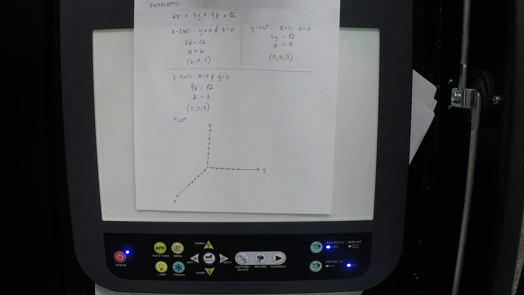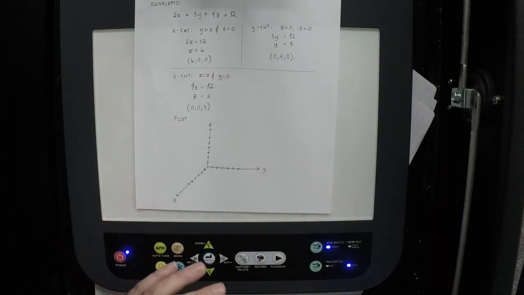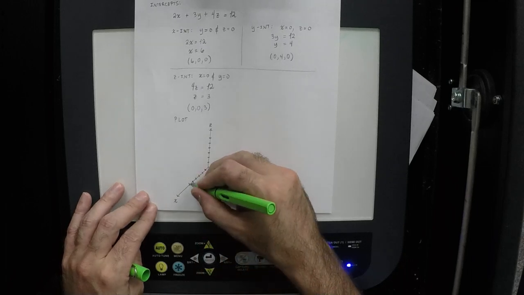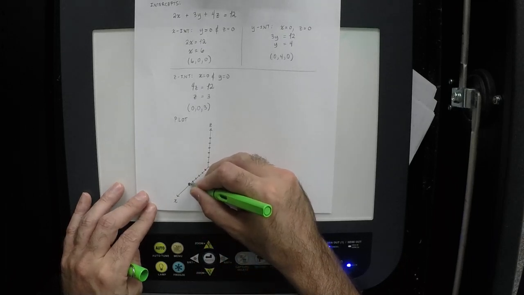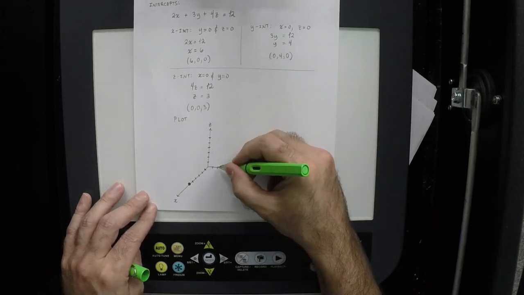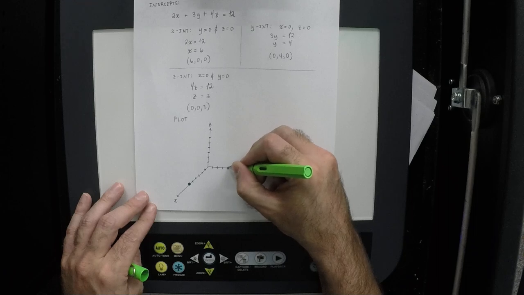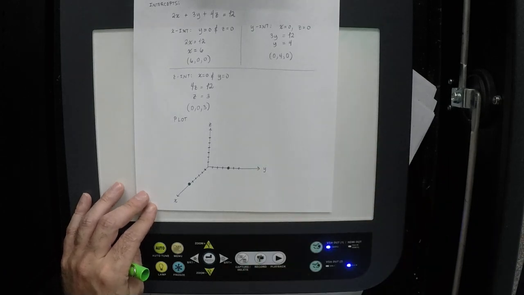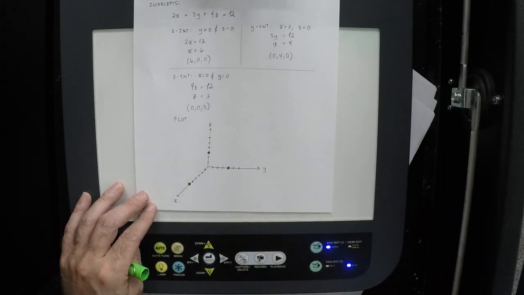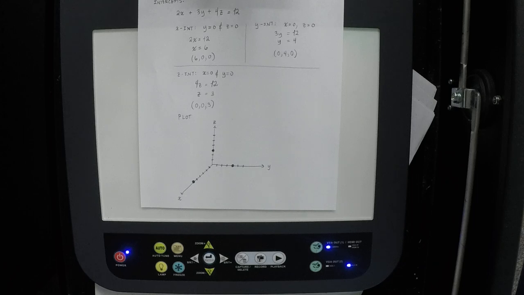So, for example, where is the x-intercept? Yeah, and in particular, that point is on this axis where x is 6. So it's right here. So that's the x-intercept. Similarly, the y-intercept is at 1, 2, 3, 4. Y is 4. And the z-intercept is here. Okay, so that wasn't so hard. So you plotted those intercepts.